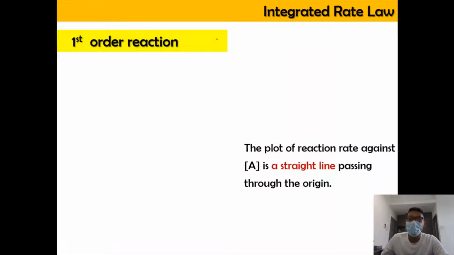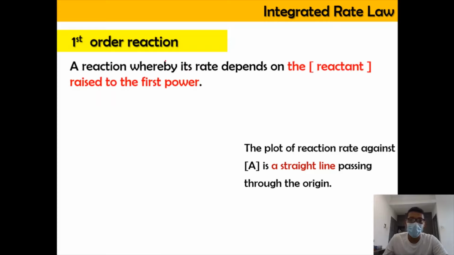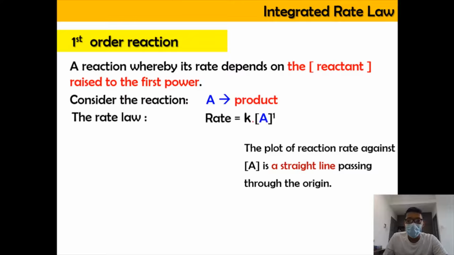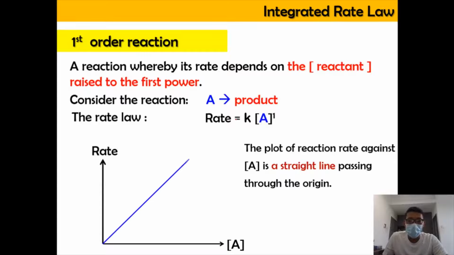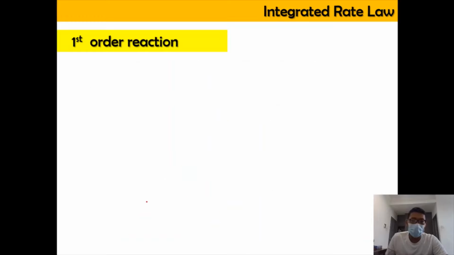Now we're going to look into the integrated rate law for the first order reaction. Just now we looked at the zero order. Now we're going to focus on the first order reaction. Basically, a first order reaction is a reaction whereby its rate depends on the concentration of the reactant raised to the first power. So the rate law is rate equal to K times A to the power of 1, and this is what is meant by the first power. If we plot a graph of rate against concentration, we will get a straight line graph with K as its gradient, and the plot will pass through the origin.